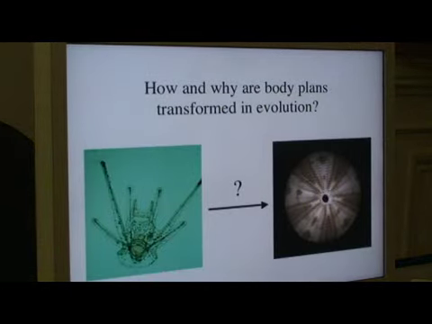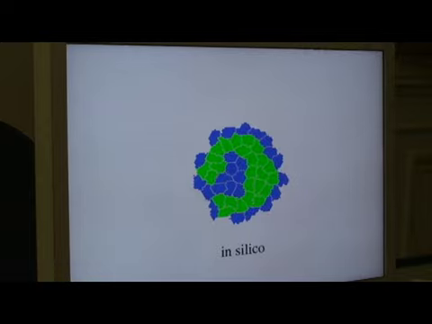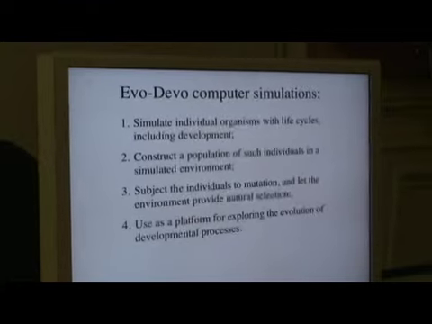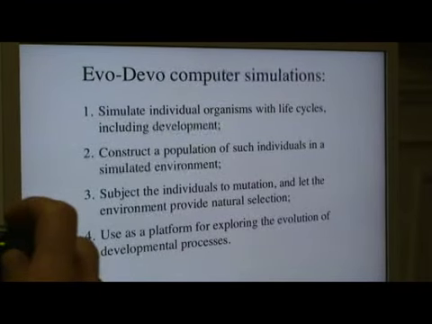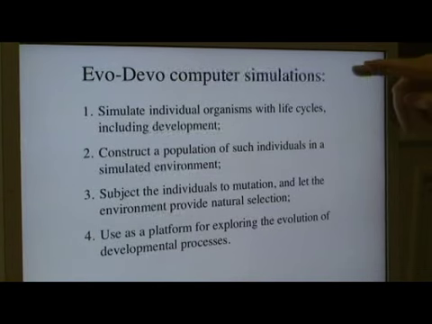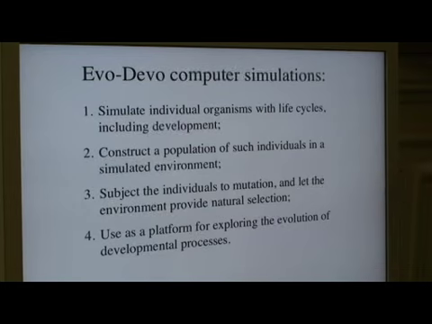So, all right, let's just go ahead. Okay, so what can we do in silico? So it's Evo Devo, and my idea was if I could manage to simulate an organism that has somehow a life cycle and some kind of development, and then subject it to the typical artificial life approach that you're used to, construct a population of these individuals in a simulated environment, subject them to mutation and selection, and use this to explore evolution. That's kind of my goal.